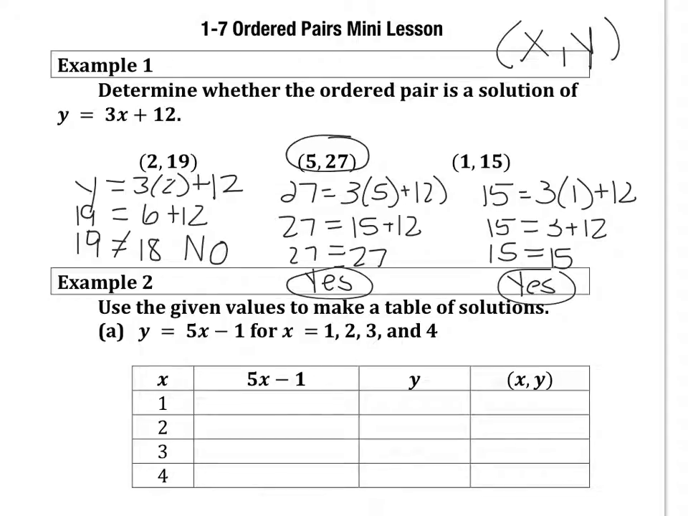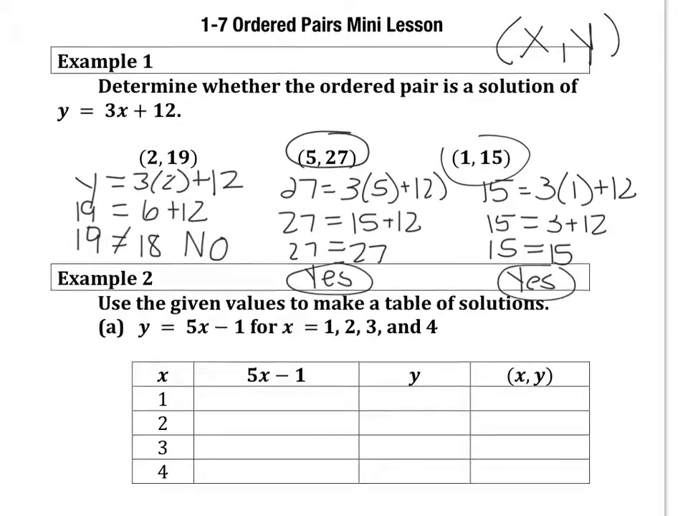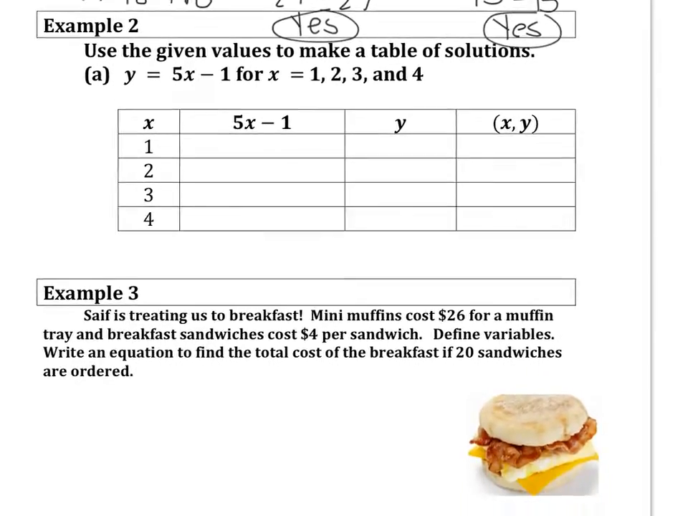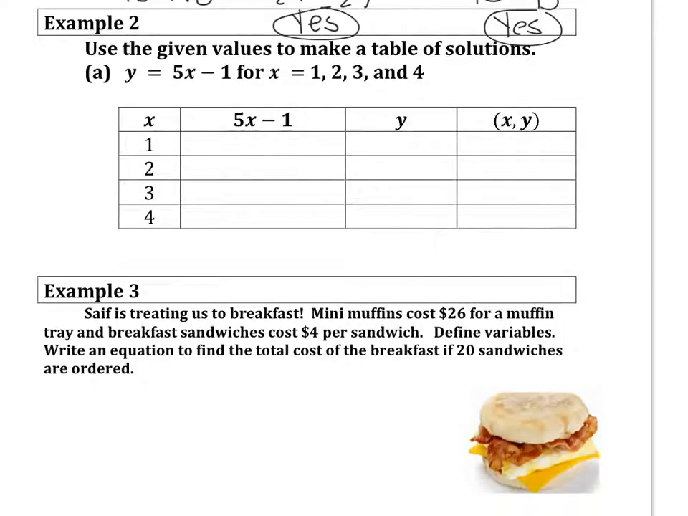So we had 2 of them that worked. You may have none of them that work. You may have 2 of them that work. It just depends on the question. And remember, there's going to be a lot of different answers that are possible solutions. In the next example, we're going to use the given values to make a table of solutions.